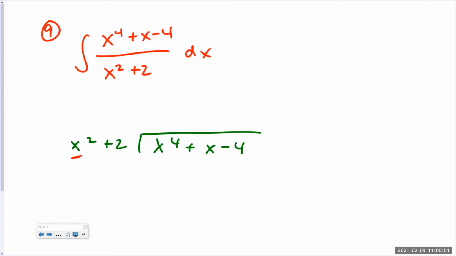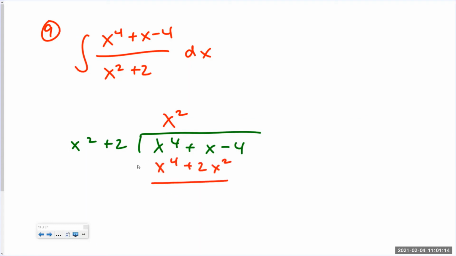What do you do first? What do you put up there first? Okay, so x squared times what gives you x to the 4th? Okay, everybody good with that? Where I got the x squared. Okay, now what do you do? Okay, so what's x squared times x squared plus 2? X to the 4th plus 2x squared. Everybody good so far? Now we're going to subtract.